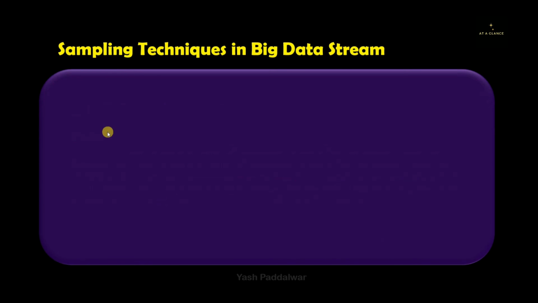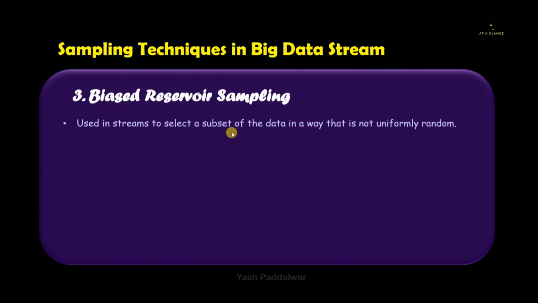I hope this sampling technique is clear. Now let's move on to another type of sampling technique, which is called the biased reservoir sampling technique. Now this type of technique is specifically used in streams to select a subset of the entire streaming data in a way that is not uniformly random. That means it will have a certain pattern, and through that pattern we are going to choose the sample. Now the name itself tells that this is a biased sampling technique, which is going to result in a biased sample that may not be representative of the entire streaming data. So this is the terminology of this type of sampling technique.